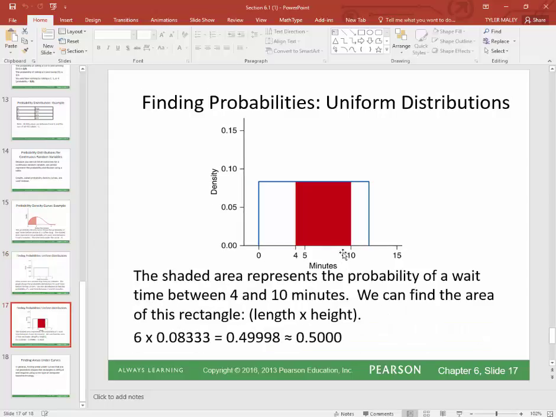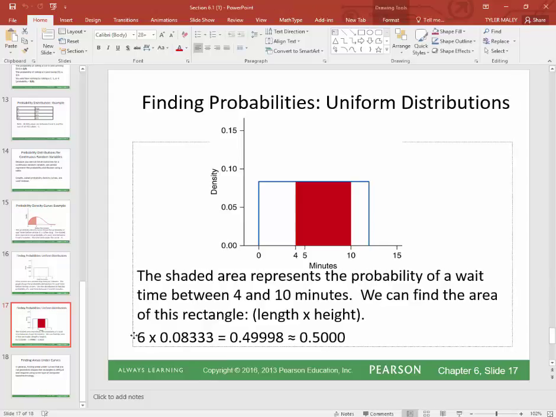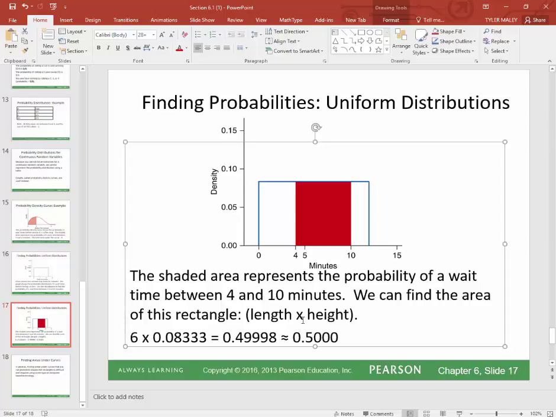So on the next slide, if I want to find the area, or the probability, of waiting between 4 and 10 minutes, essentially I want to find the area between 4 and 10. We talked about how between 4 and 10, this is a length of 6, and then going this way, the height is 0.08333 repeating. So you can see that's why we have this calculation here, taking the length times the height, getting a probability of about 0.5, right?